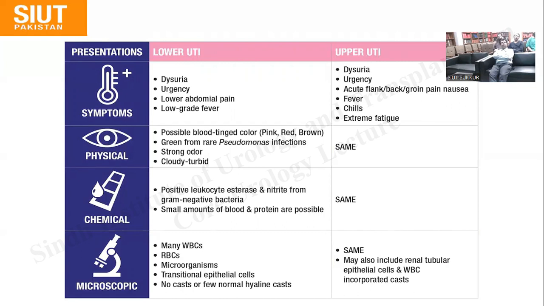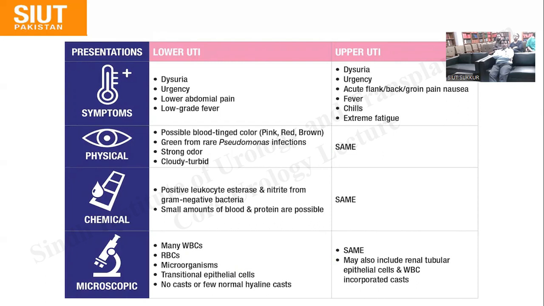Now, in physical examination of the urine, we can see possible blood-tinged color, or pink, red, green from rare Pseudomonas infection, mostly seen, again, as I have mentioned, in hospital-acquired infection. There is strong odor and cloudy turbidity, and the same finding is seen in upper urinary tract infection. In chemical tests, positive leukocyte esterase and nitrite from gram-negative bacteria can be noticed. A small amount of blood and protein are possible, and again, the same finding in case of upper urinary tract infection.